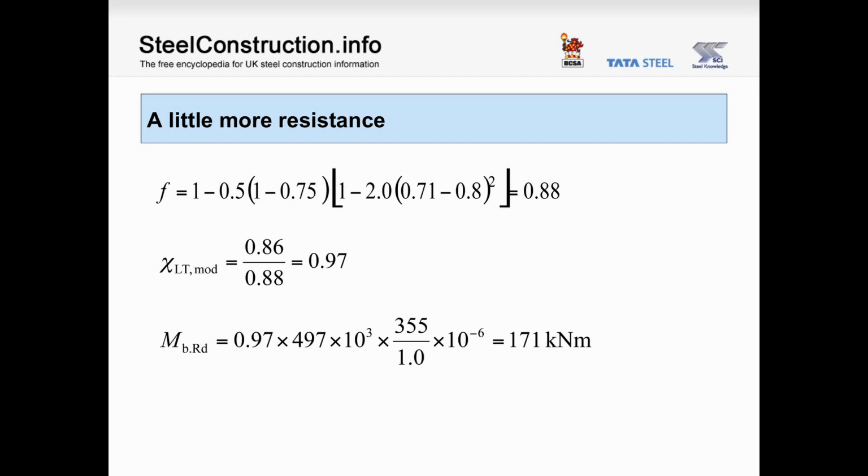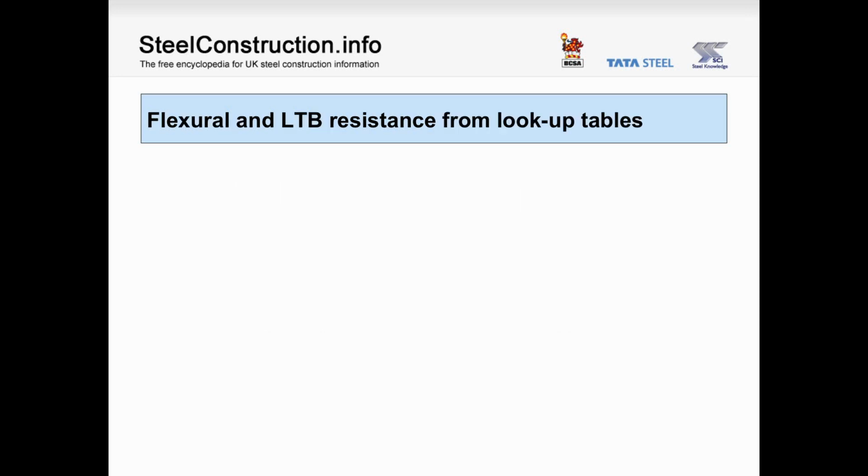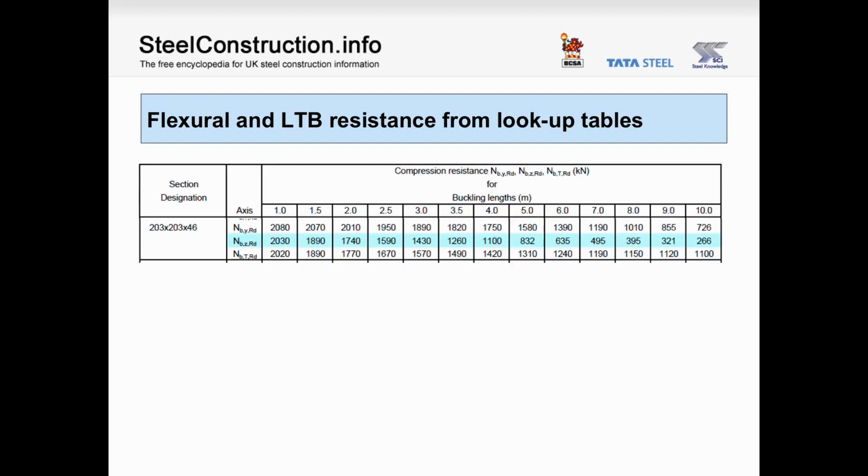The lateral torsional buckling resistance is therefore 0.987 multiplied by the modulus, again it's the plastic modulus, multiplied by yield, divided by gamma M1, and the resistance is calculated as 171 kilonewton meters. We could have established those resistances from lookup tables, but remember, in fact we do need the intermediate values, but nevertheless it's a useful check.